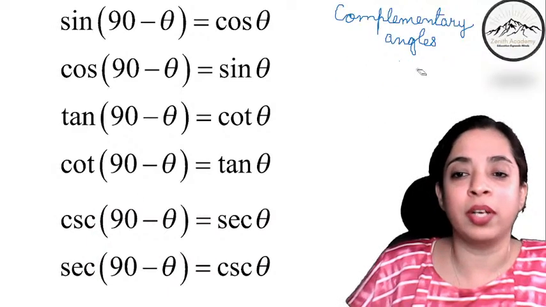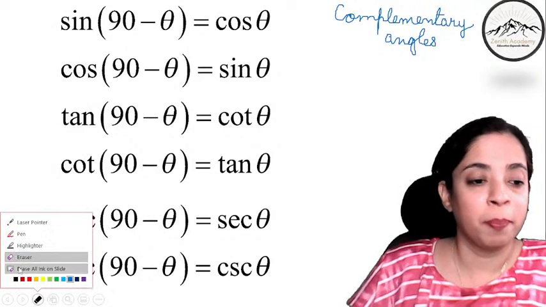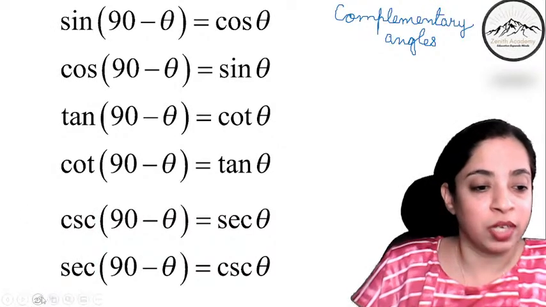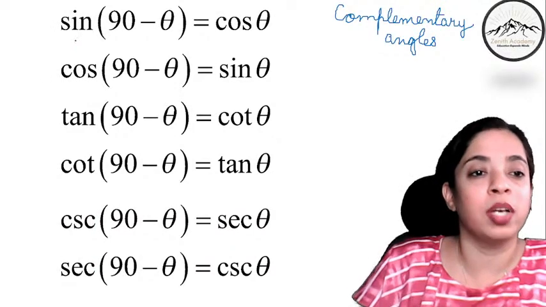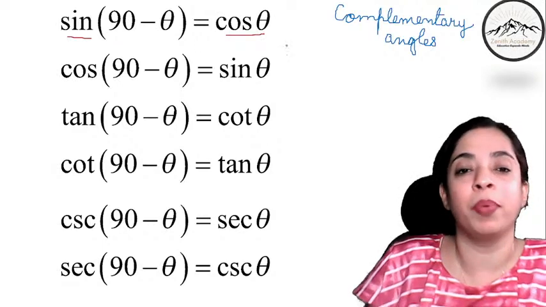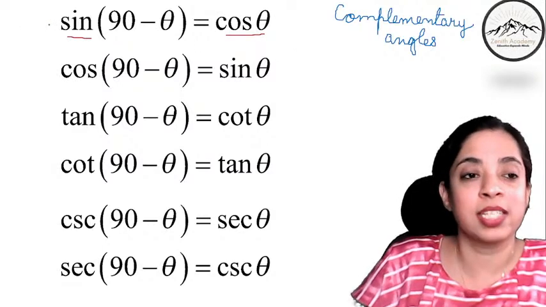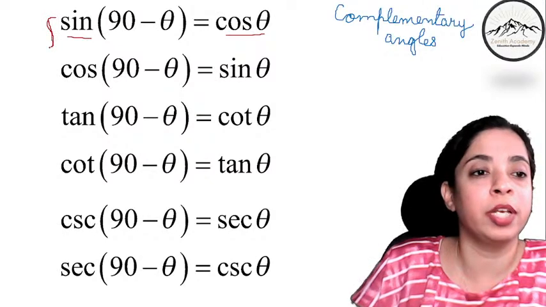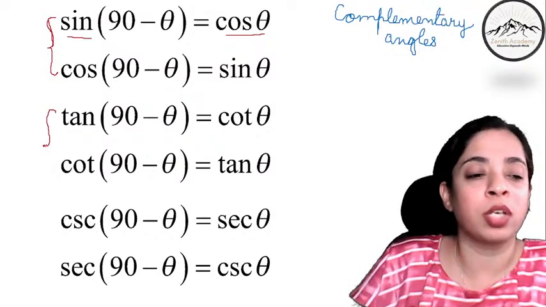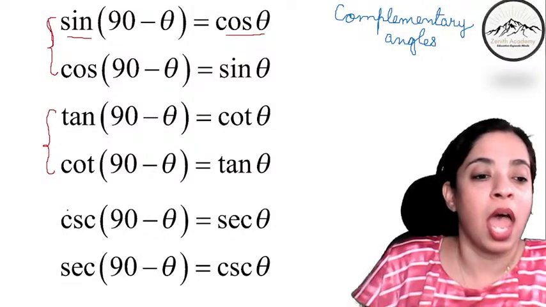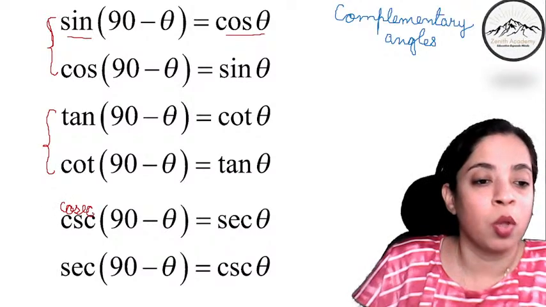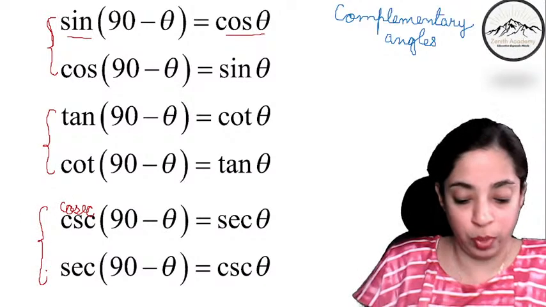So in trigonometry, you have to understand that sine and cos are complementary to each other. Tan and cot are complementary to each other. And this is cosec. Cosec and sec are complementary to each other.